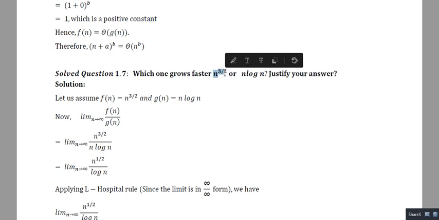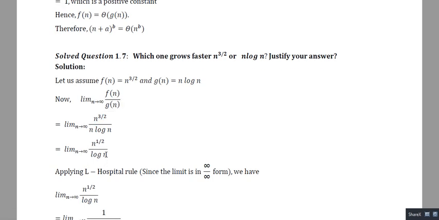You just take this one as f(n), and this one as g(n). Now let's compare the values of f(n) and g(n). Let me find the limit of f(n) by g(n) as n tends to infinity. Here f(n) is n power 3 by 2, and g(n) is n log n. So this n will cancel out, and here it will be only n power 1 by 2 by log n.